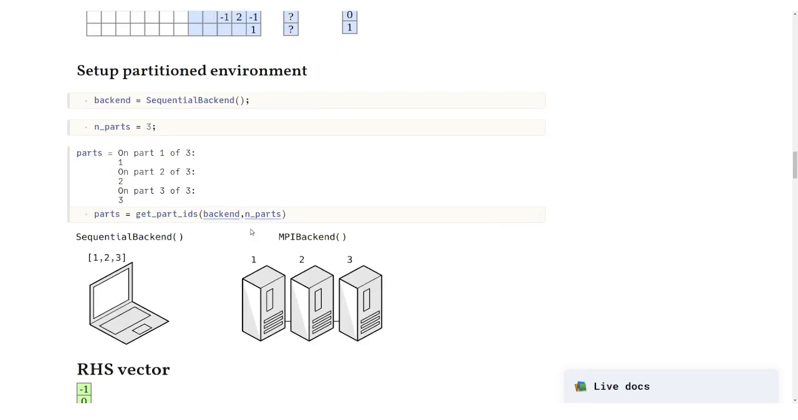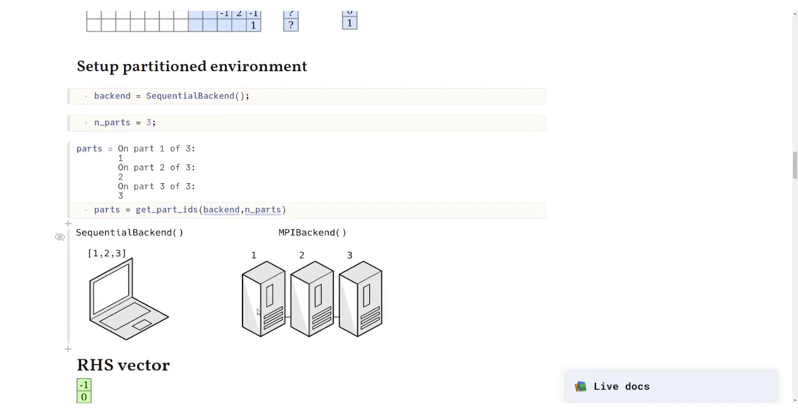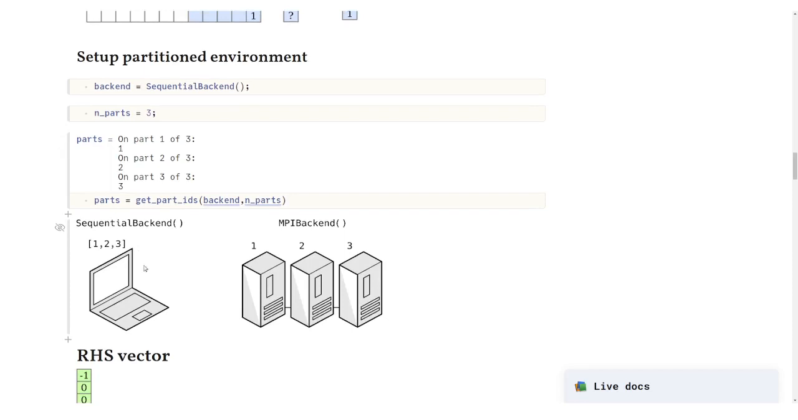And then a very important step is to get the part IDs with this function. And then you end up having an object, a distributed object, that for each part contains its own part ID. As you can see in the picture, for the sequential backend, all these values will be stored in a standard Julia vector, but for the MPI backend, this object will actually be a distributed object, and each MPI rank will receive only its own part ID.